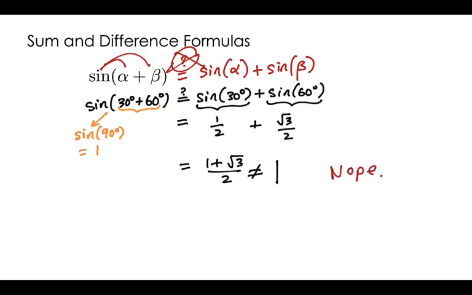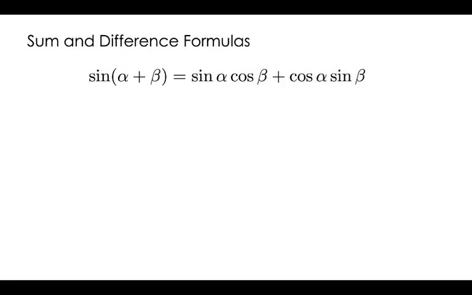We cannot distribute sine over alpha plus beta. We can't distribute it over addition. So what can we do? It turns out that what we can do is this. It's a little bit uglier, but it actually works. We do kind of end up distributing sine alpha, sine beta, and addition in the middle, but we also get some cosines thrown in there to actually make this work.